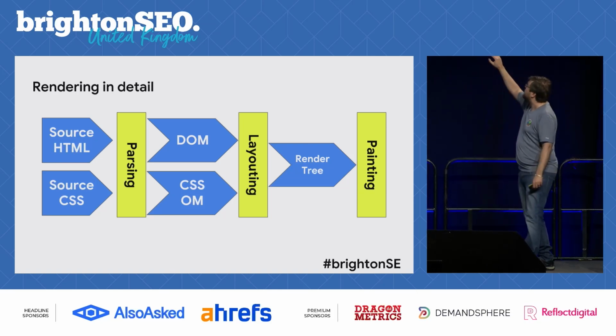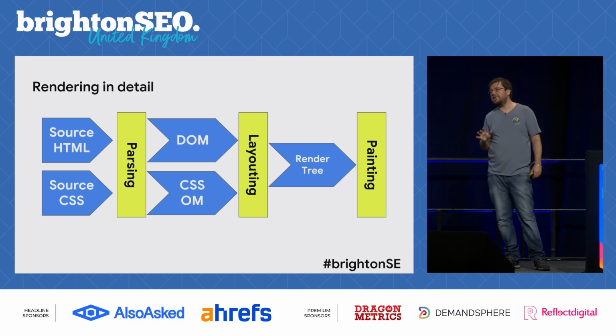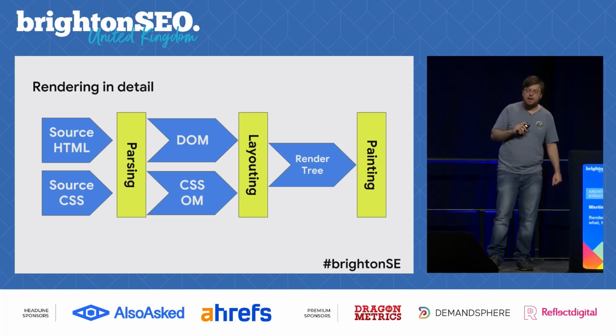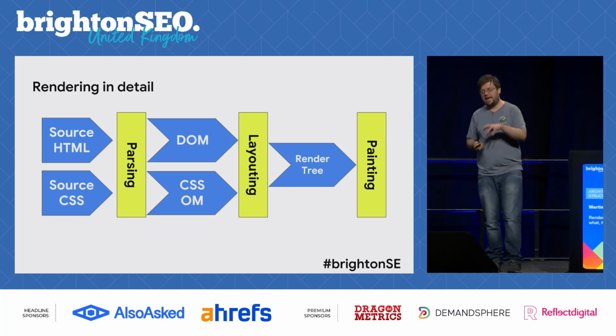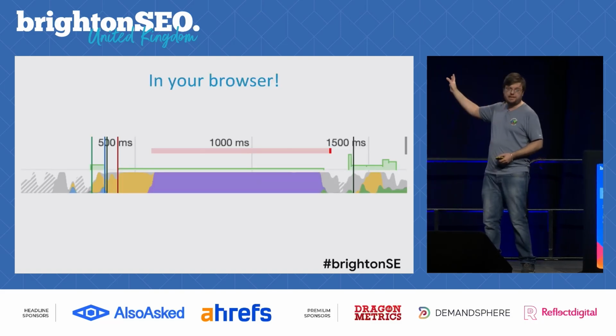The last step, the painting, in search we don't care about. We don't need the actual pixels. We're more interested in the DOM. We need to know the individual elements and how they relate to each other. We might also look at the render tree or the layout tree, but we don't necessarily need the actual pixels. And all of this happens in your browser within milliseconds.